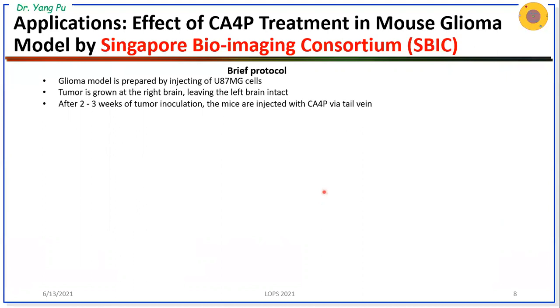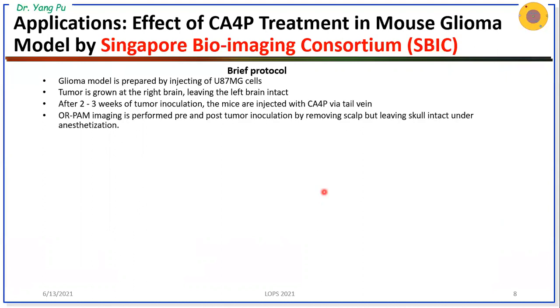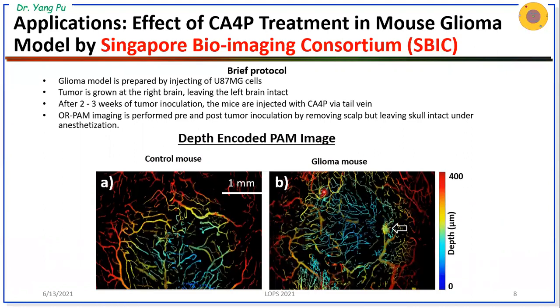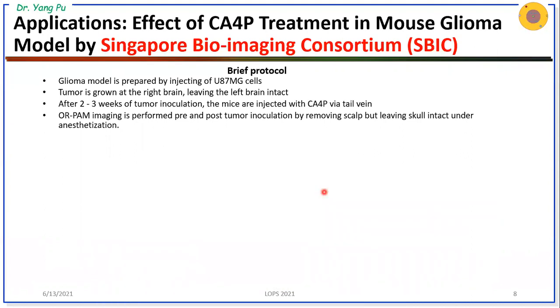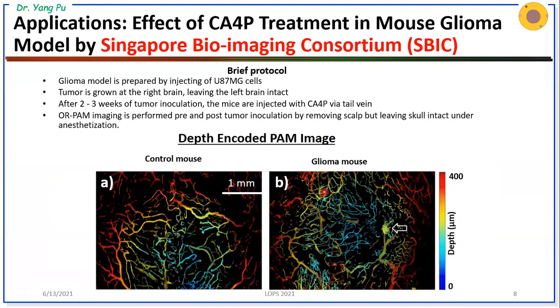CF4P is an FDA-approved vascular disrupting agent. Then we use our OR-PAM system to image the mouse brain before treatment and post-treatment, by removing the scalp but leaving the skull intact, under anesthesia. This is the result.